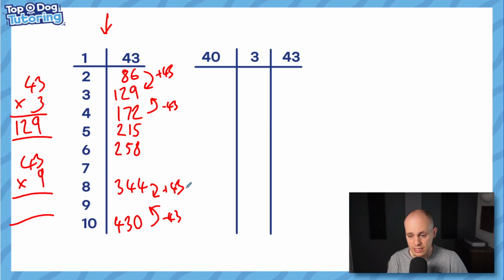40 add 40 is 80. 4 add 3 is 7. 387. Do you see that, guys? Nice and simple. And the last one, again, do you know what I'm going to do? Because I can see this is really easy. I'm going to take away 43 from that one because it's 44. So it's just going to be 301.